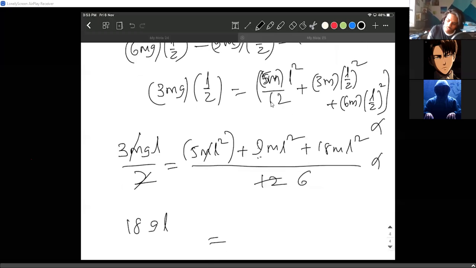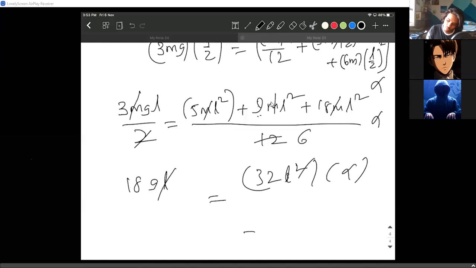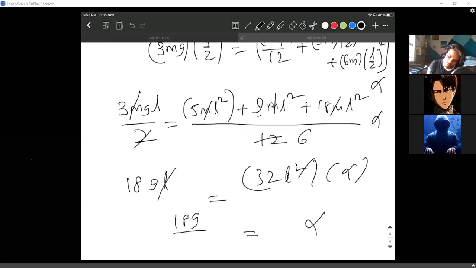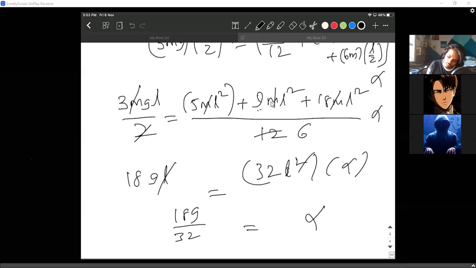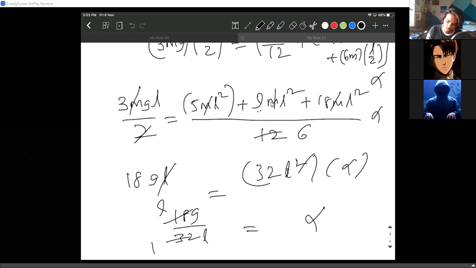So the sum of these three things is how much? I got 32, sir. So 9 plus 18 is 27, plus this gives 32, so 32 mL square alpha. So alpha equals 18g by 32L, which is nothing but 9g by 16L. Same answer, 9g by 16L.